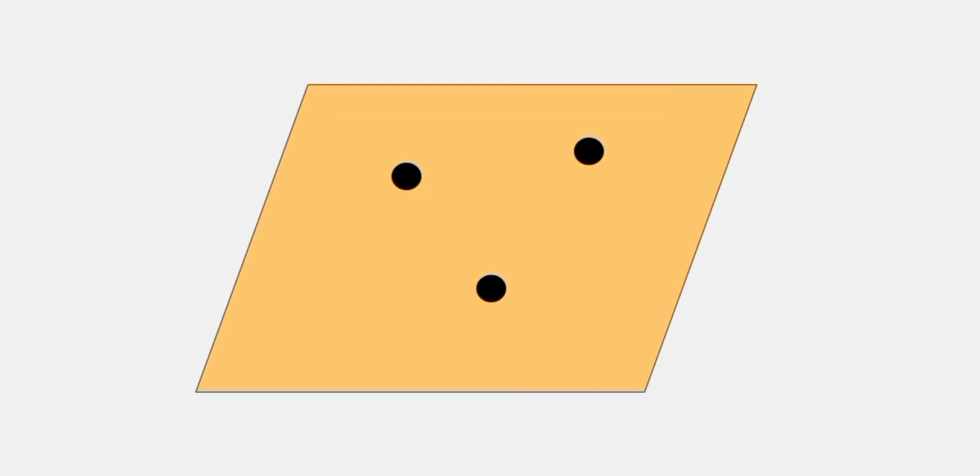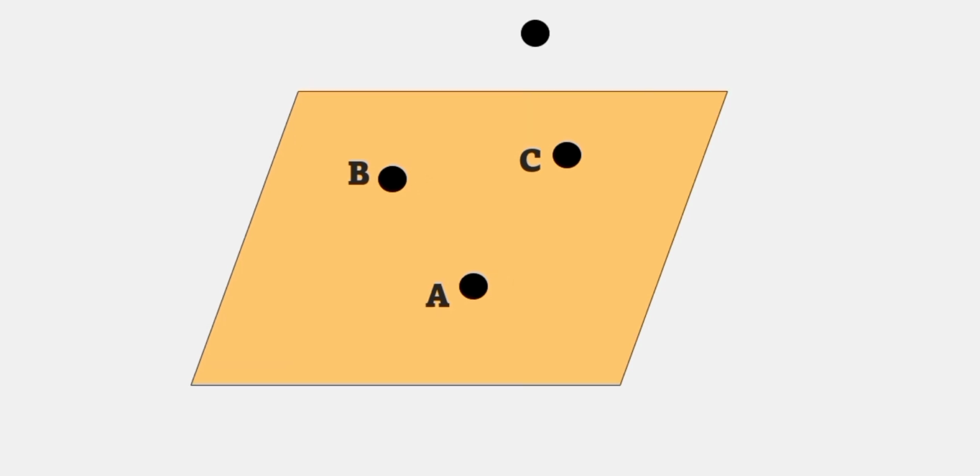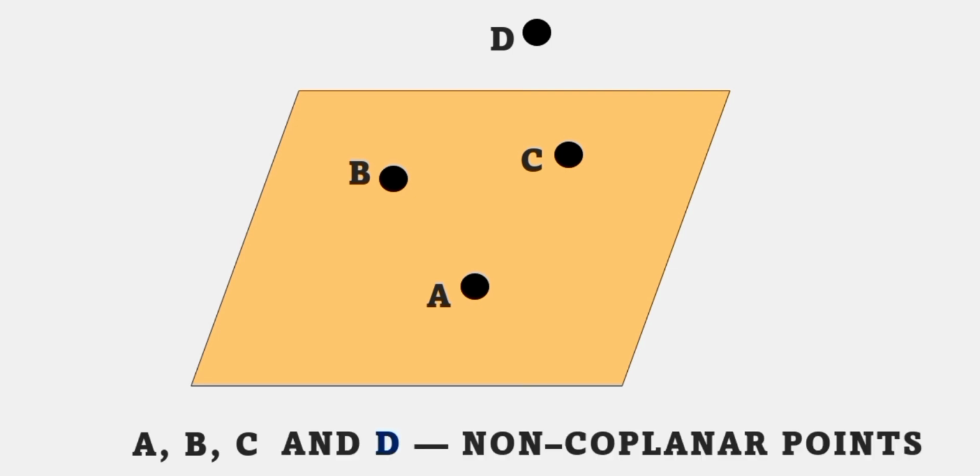Now let's say that we have 3 points that lie on the same plane. And let's call this point A, B, and C. So these 3 points are known as coplanar points because they share the same plane. So A, B, C are coplanar points. Now let's say that the point above the plane is point D. So these 4 points are now known as non-coplanar points because they do not lie on the same plane. So ABC is on the plane but D is outside of the plane. So they are non-coplanar points.